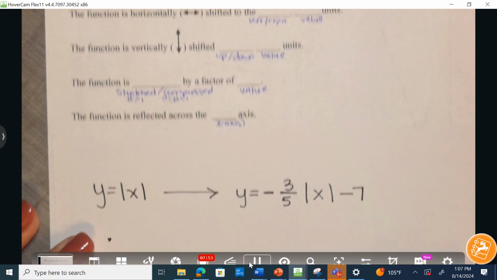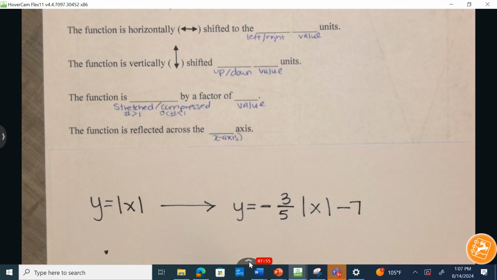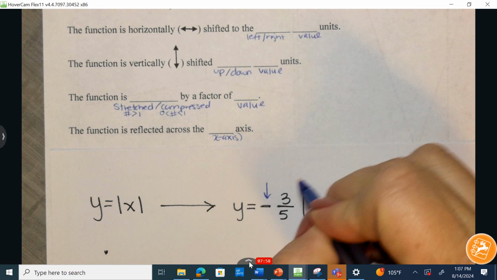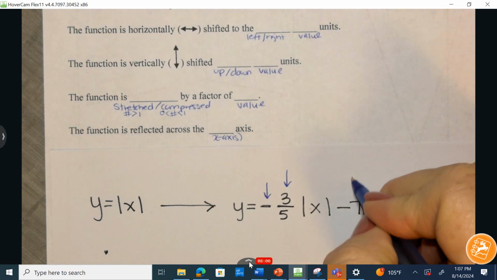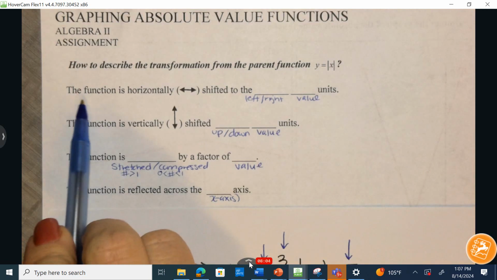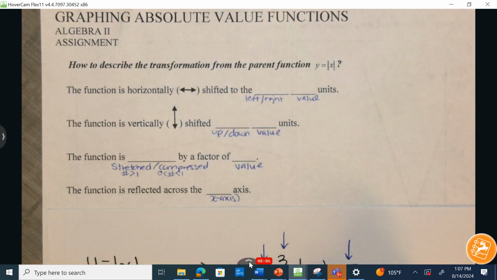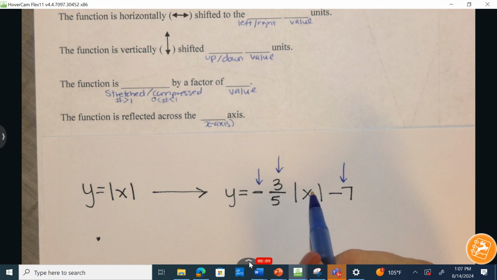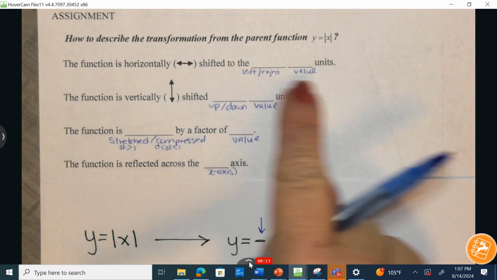And example number 4, 2 more examples after this. Now this is where it changes. There is something here I need to speak about, something here, and something here. Notice there's no number on the inside. So I get to ignore the horizontal shift because one doesn't exist. There's no number with the x. There's not like an x plus 1 or x minus 3. I get to ignore this first statement.